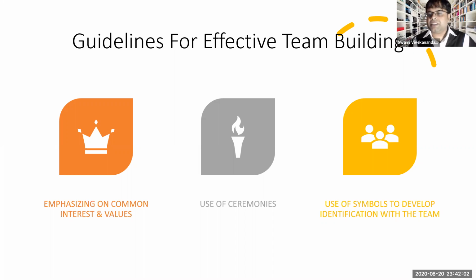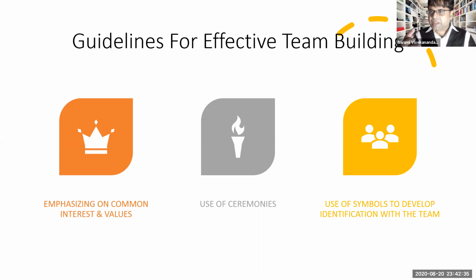Next one is the use of symbols to develop an identification within the team. We can develop some symbols, some badges, some bands, some t-shirts. Whenever we are wearing those things, it may be a badge, a band, a t-shirt, anything, that will encourage the bond among the group members. Whenever we are wearing that, we feel we are part of this group, and we are feeling proud of it. So that's why the use of symbols to develop identification with the team is very important.